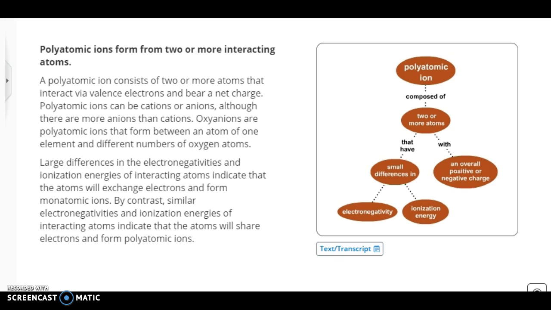A polyatomic ion consists of two or more atoms that interact via valence electrons and bear a net or total charge. Polyatomic ions can be cations or anions, although there are a lot more anions than cations. Oxyanions are polyatomic ions that form between an atom of one element and different numbers of oxygen atoms. And are they positive or negative?